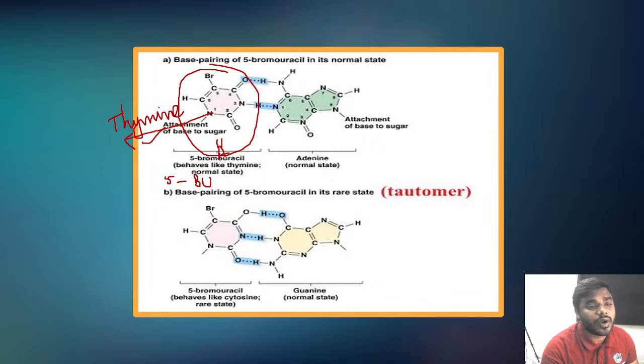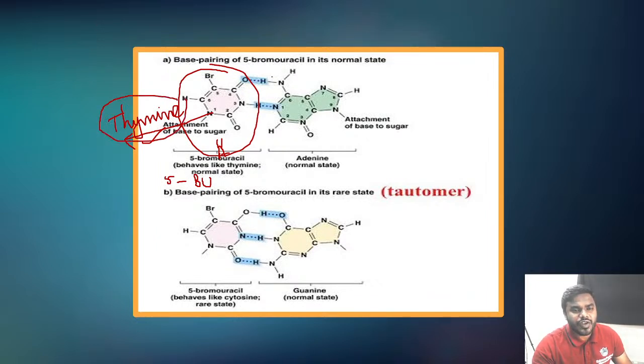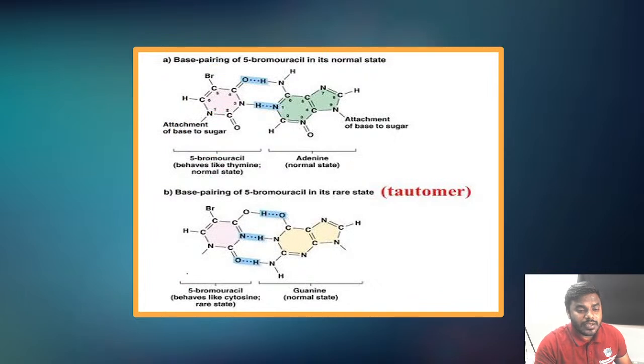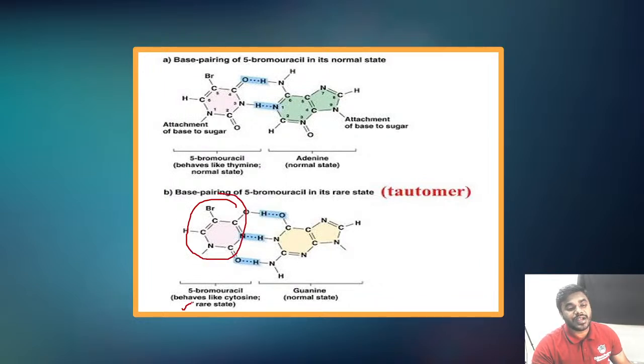I told you one interesting point. When it comes to function, it may perform the same function or it may not. So here what I want you to remember is that 5-bromouracil behaves like a thymine. So friends, it will pair with the adenine in the normal state. There is no problem at all. But now you look at the bottom. This is very important. This particular 5-bromouracil behaves like a cytosine, in which state? Rare state.